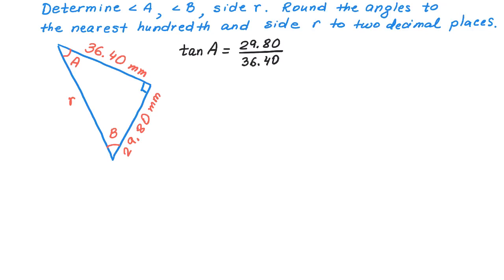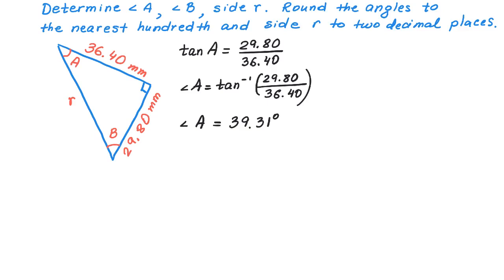So, tangent of angle A equals the opposite side of 29.80 divided by 36.40. Then, angle A equals tangent inverse of 29.80 divided by 36.40. The result has to be rounded to the nearest hundredths, so angle A will be approximately 39.31 degrees. We found angle A, and now let's find angle B.